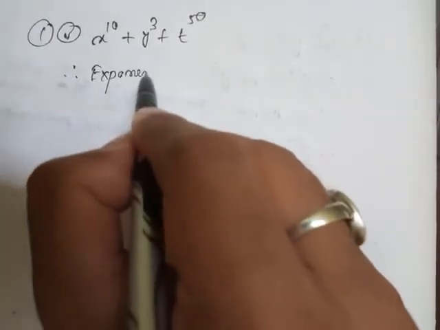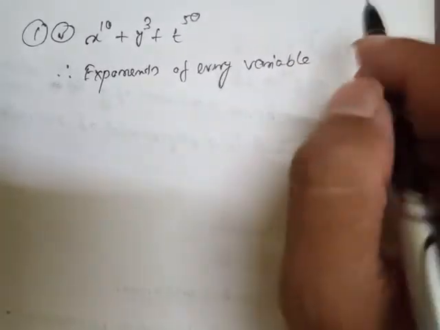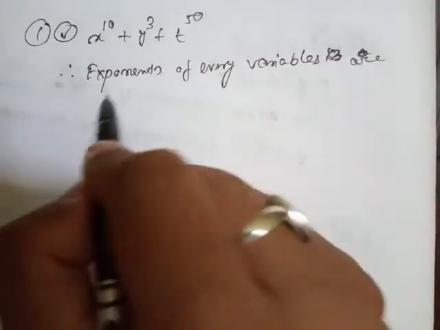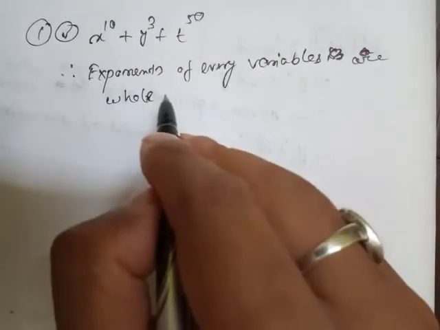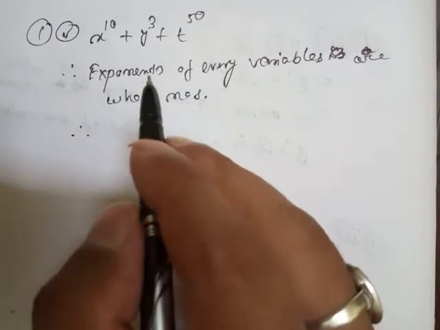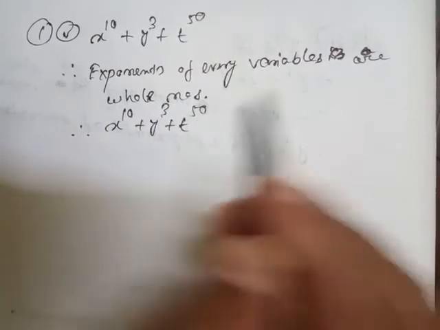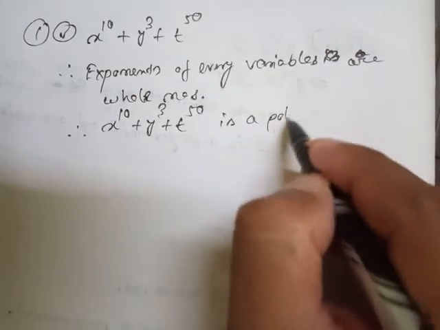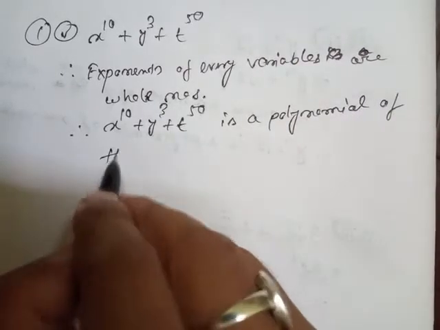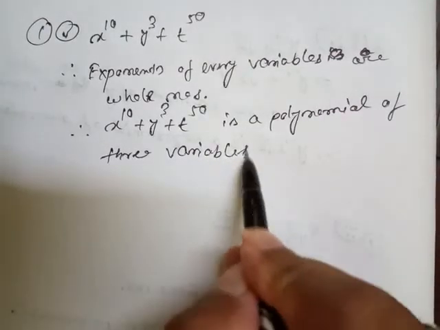exponents of every variable are whole numbers. 10, 3 and 50, all of those are whole numbers. So we can say that therefore x to the power 10 plus y cube plus t to the power 50 is a polynomial of 3 variables. Polynomial of 3 variables, not one variable. Three variables, because there is x, y and t, that's why three variables.